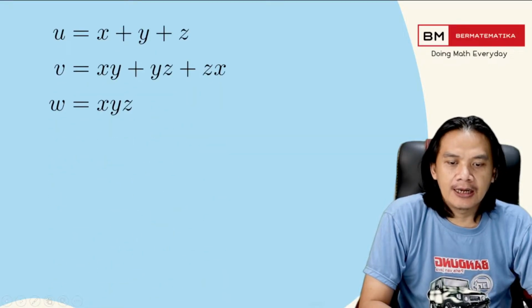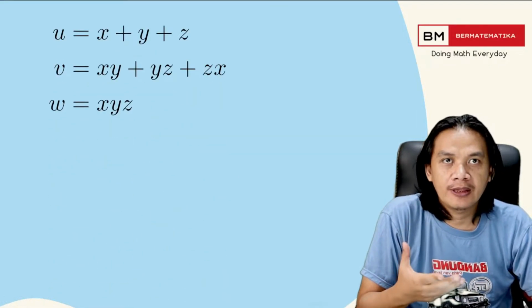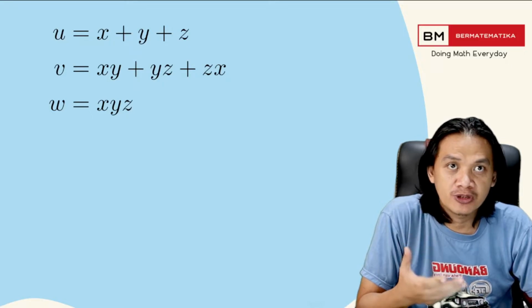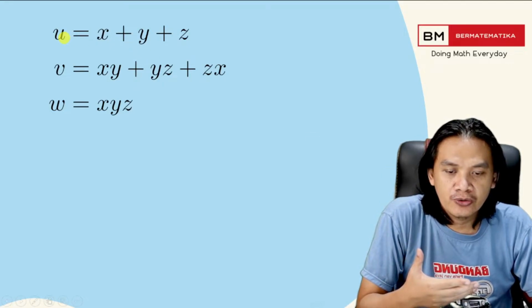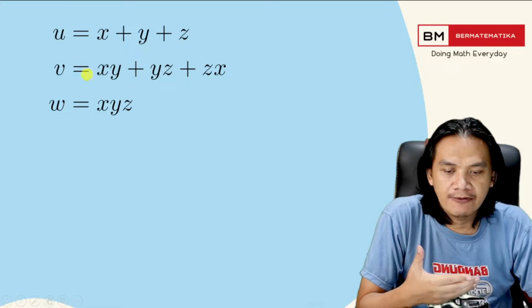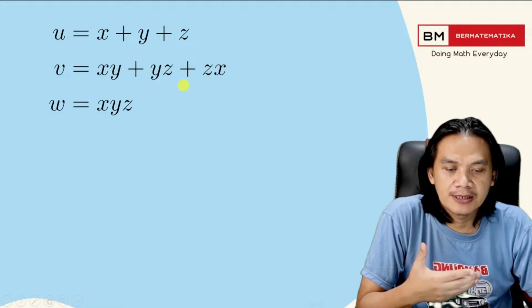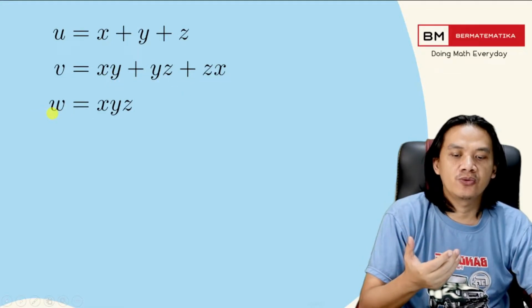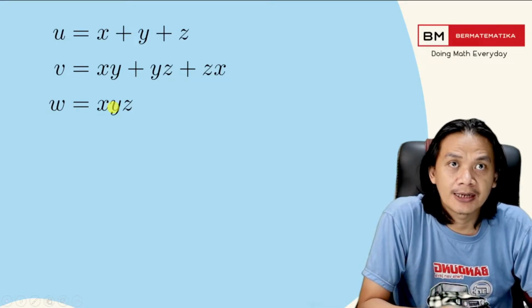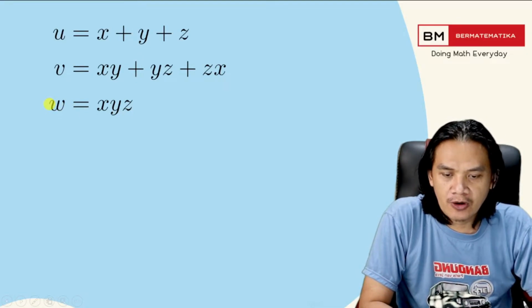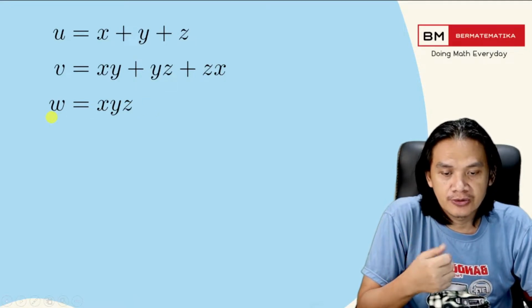Okay, we start by making a substitution. Let us call u to be x plus y plus z, v to be xy plus yz plus zx, and w equal to xyz. So we know that xyz is equal to 1, which means that w is equal to 1.